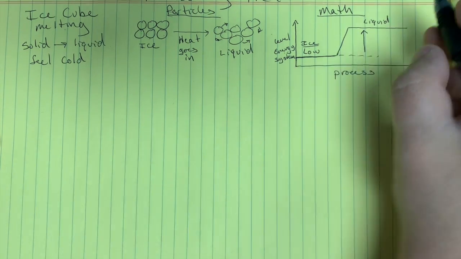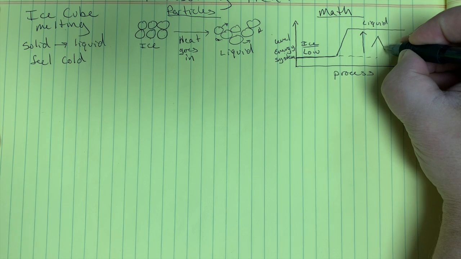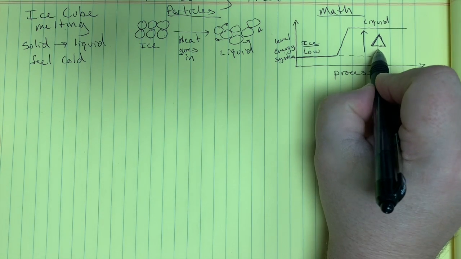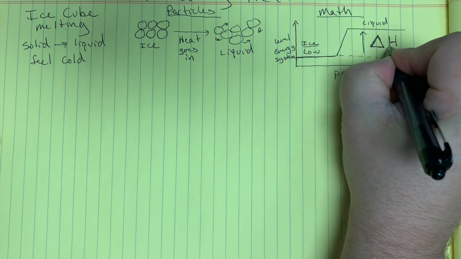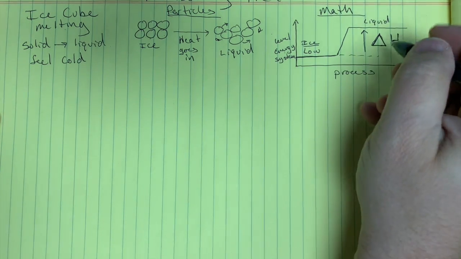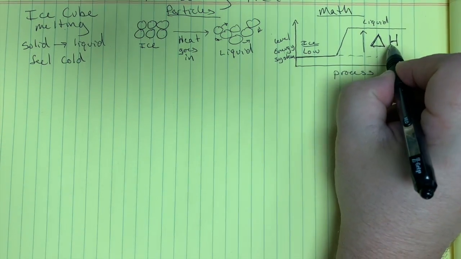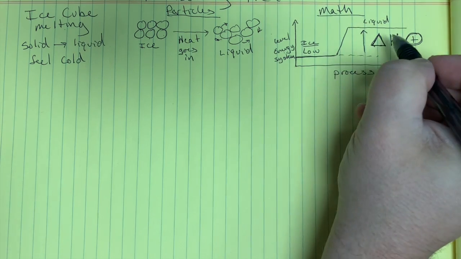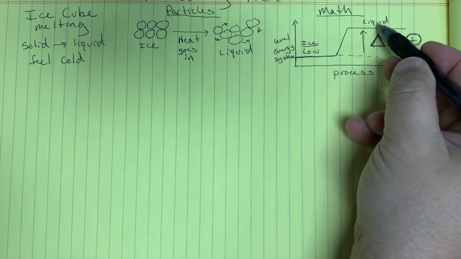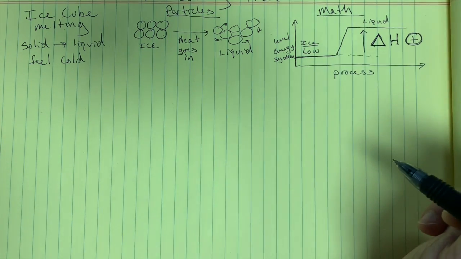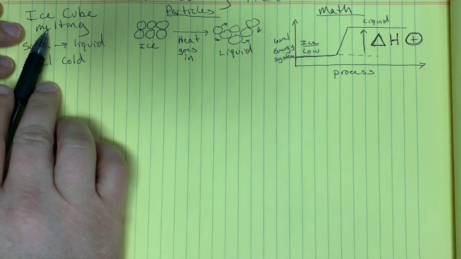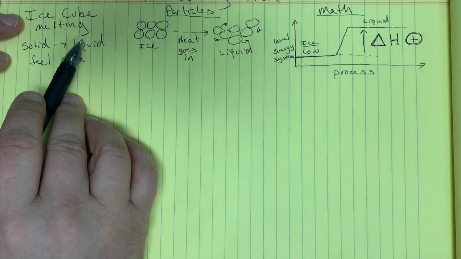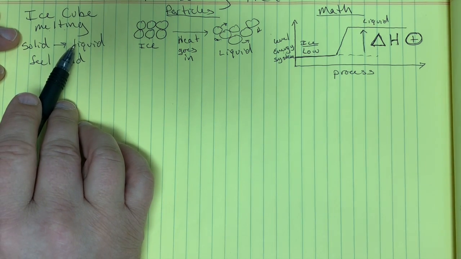Mathematically, the symbol that means change is the triangle, delta. So in this case, there was a change in heat, or a change in enthalpy. That's a new word we're going to use a lot. The change in heat was positive because the heat or the energy in the system increased as it changed from ice to liquid. So, ice cube in my hand, melting. The ice itself is getting more energetic as it turns into a liquid.